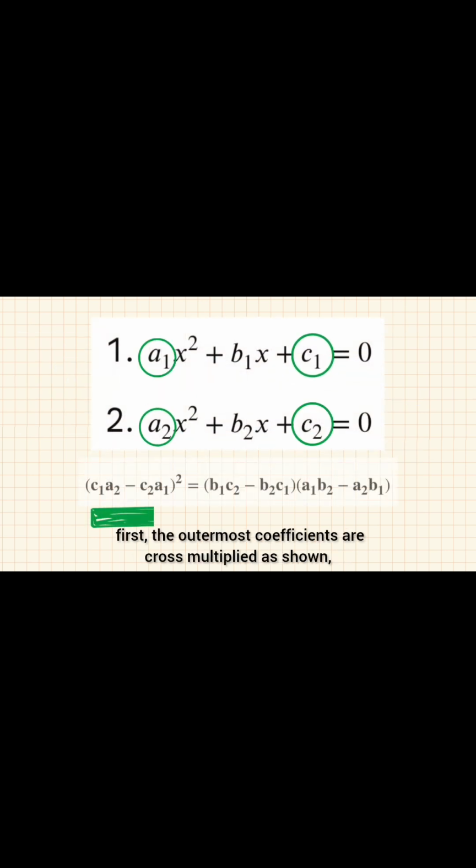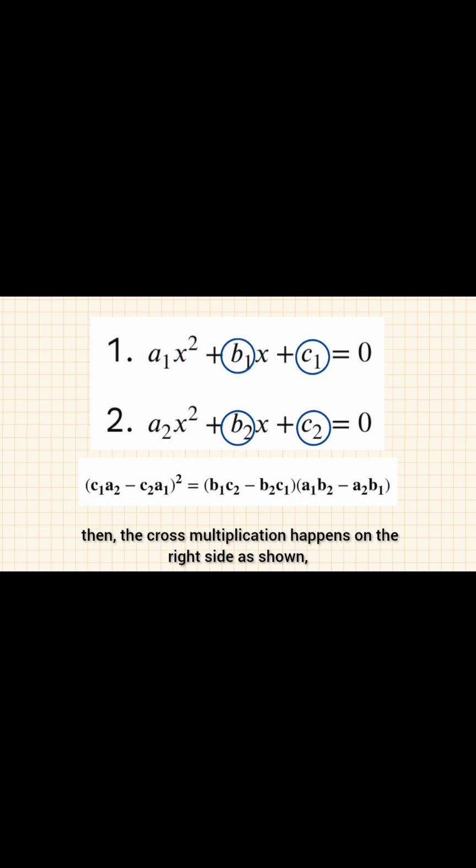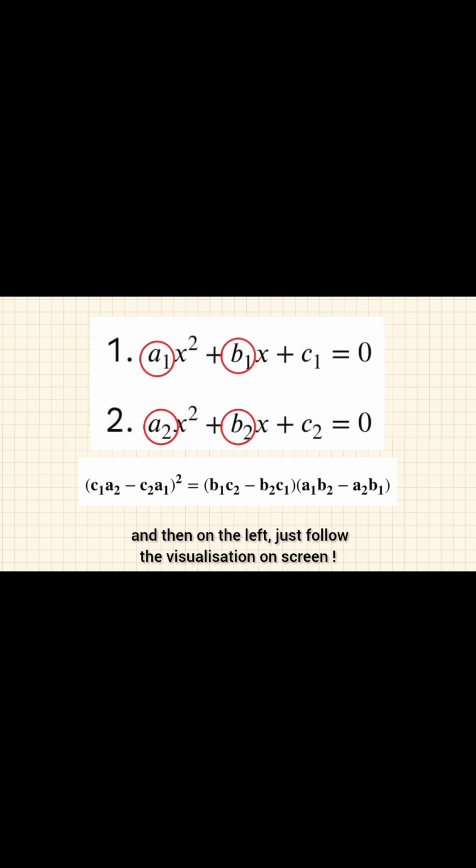First, the outermost coefficients are cross-multiplied as shown. Then, the cross-multiplication happens on the right side as shown. And then on the left, just follow the visualization on screen.